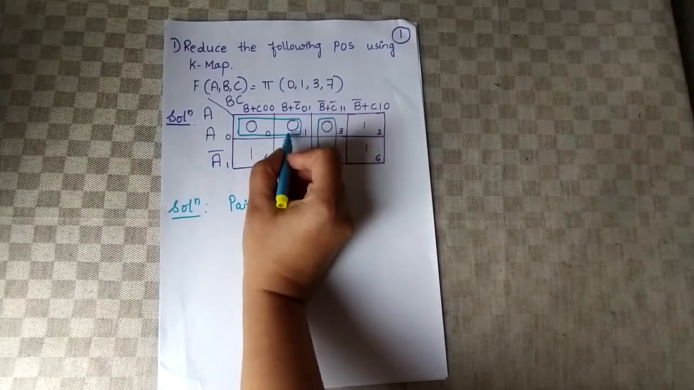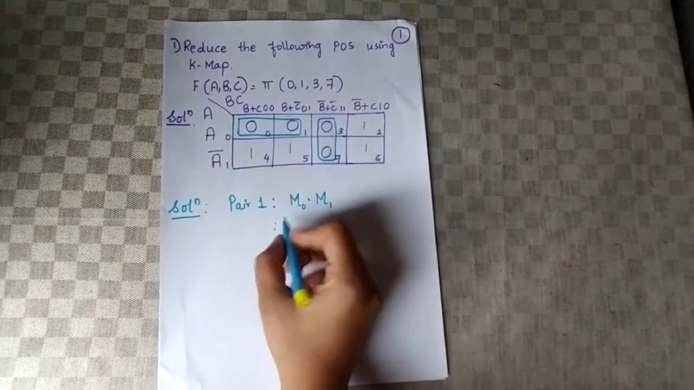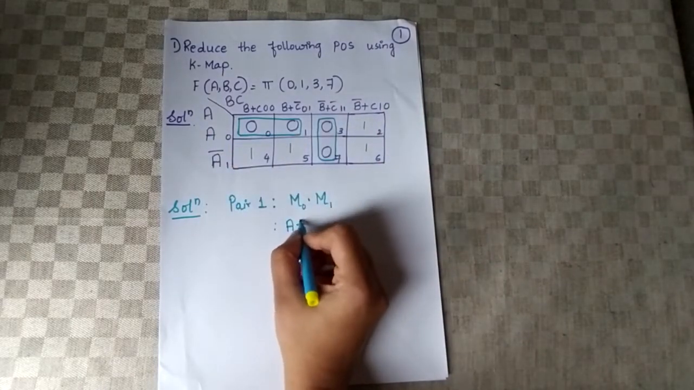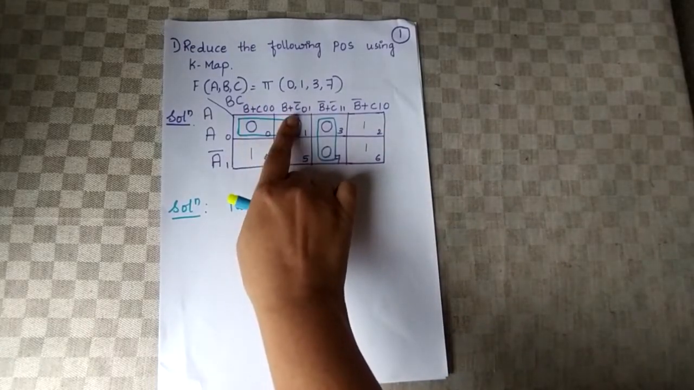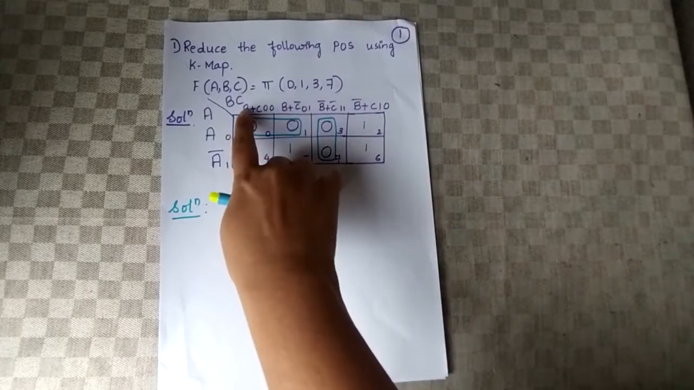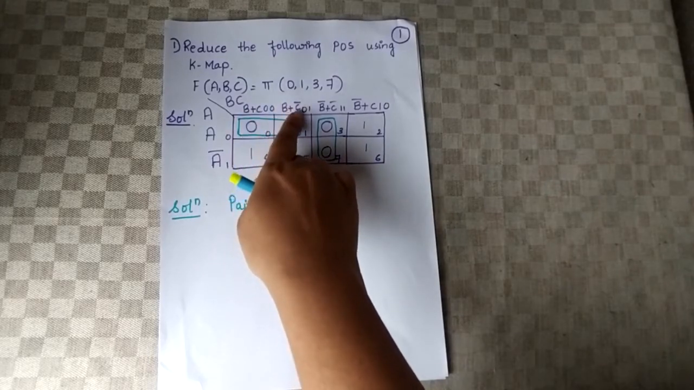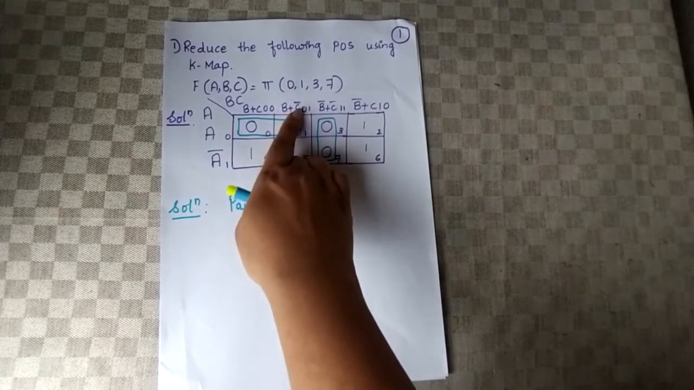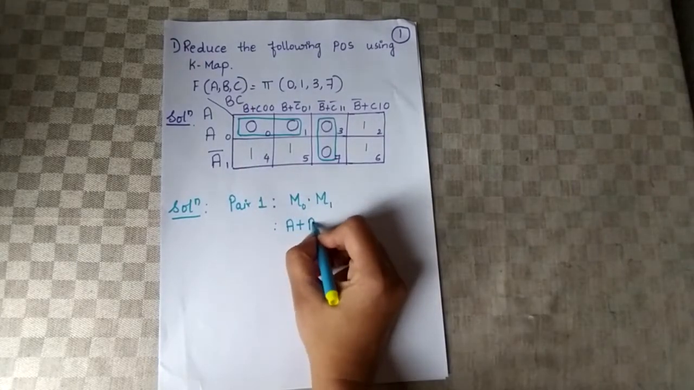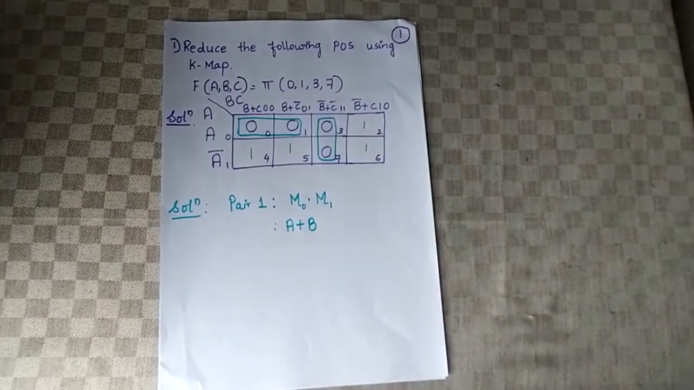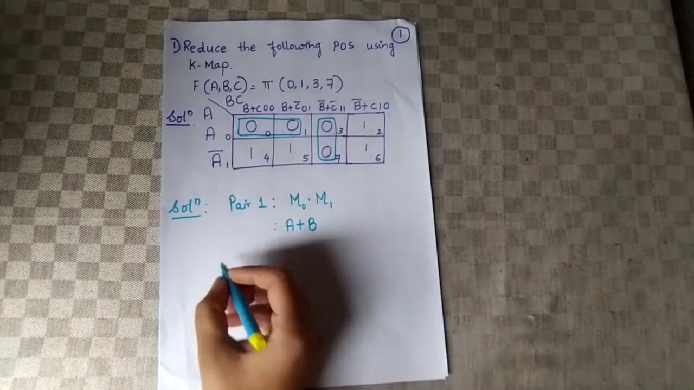If it is this row, the term is A here. Plus, take these two columns. In these two columns, the terms are B plus C complement. Out of these two, what is a common variable? It is B. So write here A plus B. So this is the first pair.